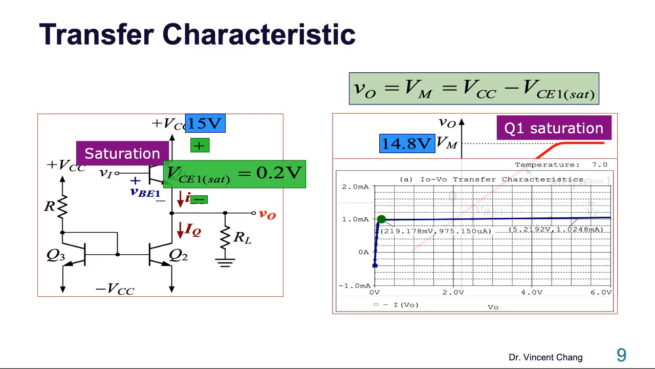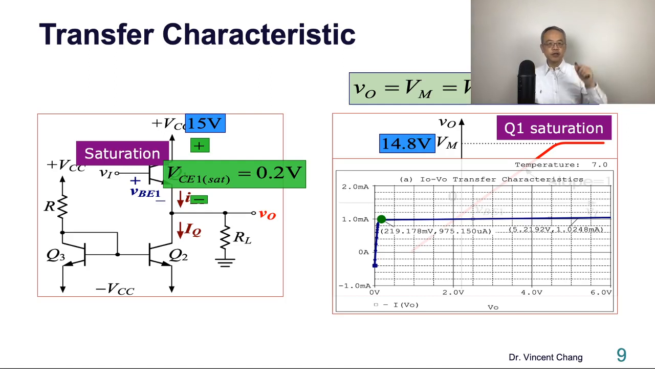This is what we call VM, the positive saturation voltage, equal to VCC minus VCE1 saturation. So to sum up, the positive saturation voltage is close to the supply voltage and is limited by the saturation of Q1, the emitter follower transistor.